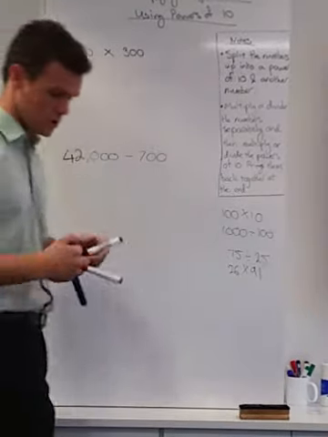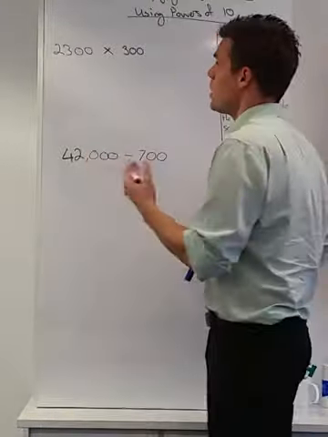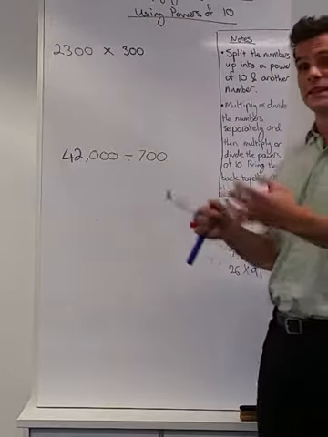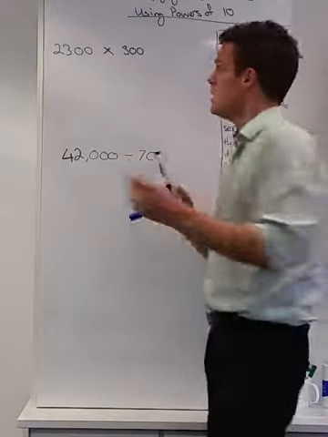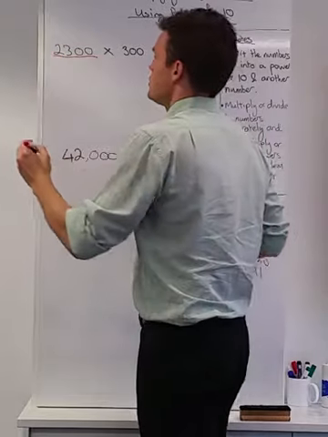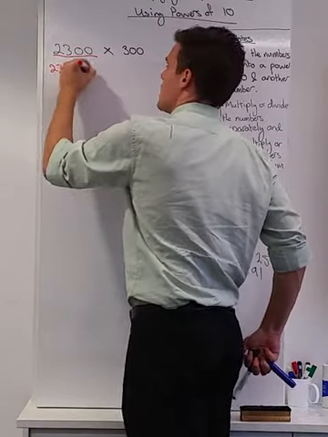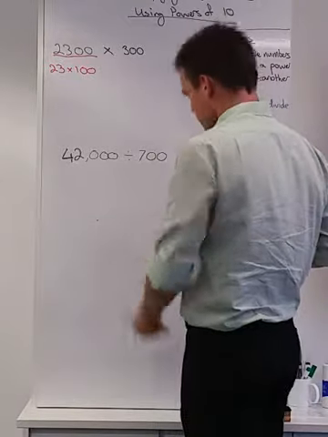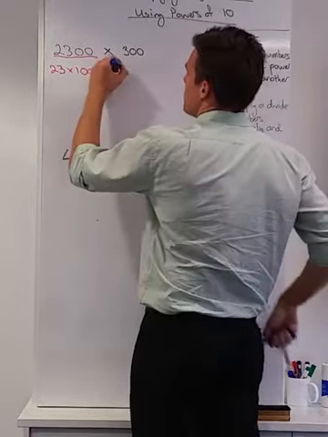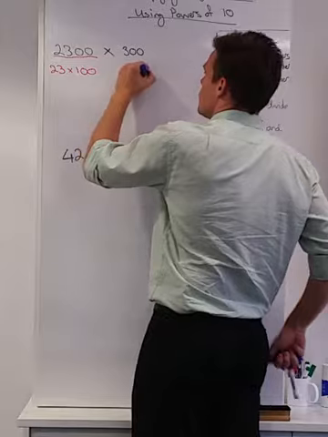All right, so having a look at these two questions here, the goal is to split the numbers up and then deal with them individually. So 2,300 I can split into 23 times 100, and 300 I can split up into 3 times 100.